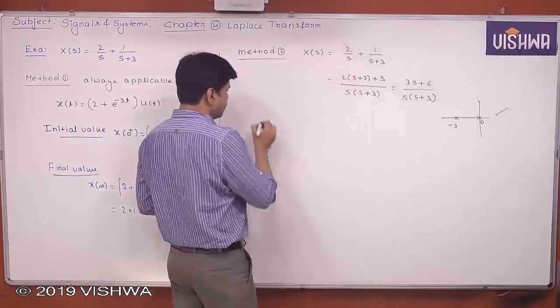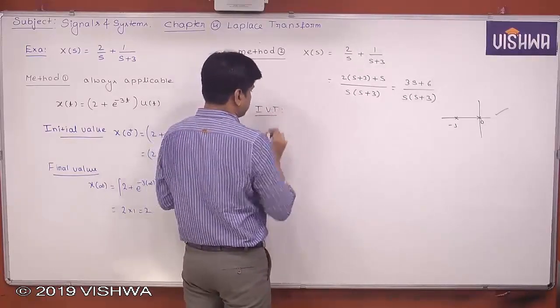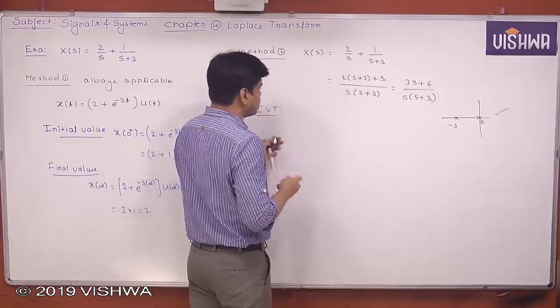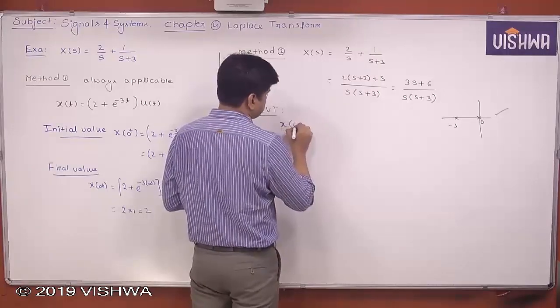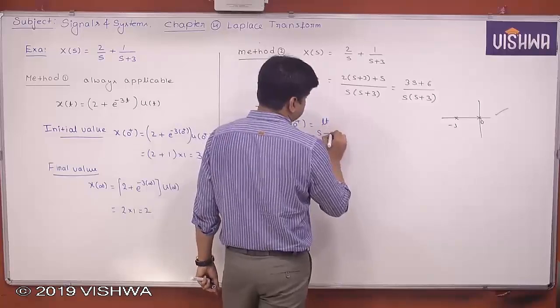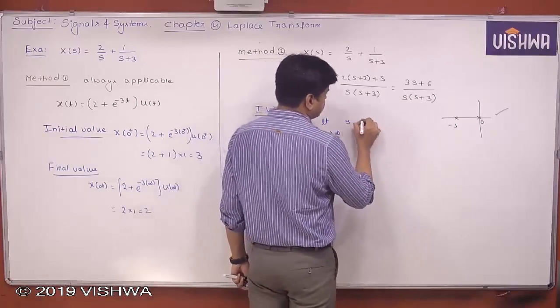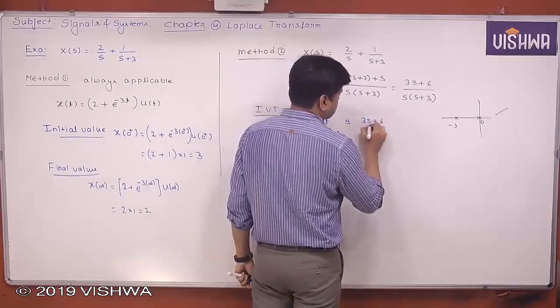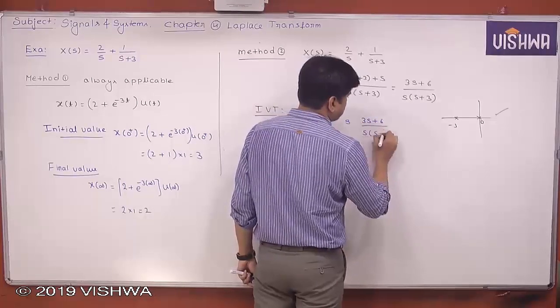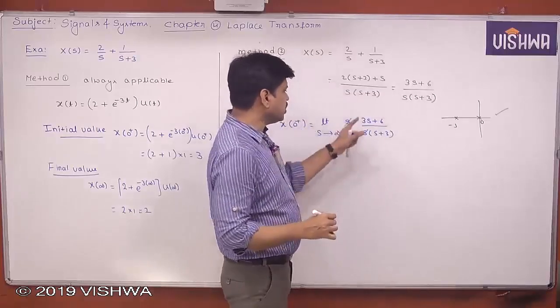So if I apply initial value theorem, then what is x of 0 plus, which is limit s tends to infinity s x of s, into (3s plus 6) by s into (s plus 3). S gets cancelled. Never substitute infinity directly.